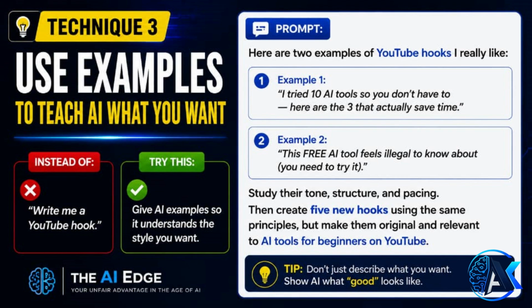Now AI has something concrete to work with. It can pick up patterns in your examples such as your tone, sentence structure, level of detail, and style. This is especially useful for writing. So if you're trying to create content that sounds consistent across your videos, give AI examples instead of relying entirely on descriptions. Here's a technique that can instantly improve your first drafts.